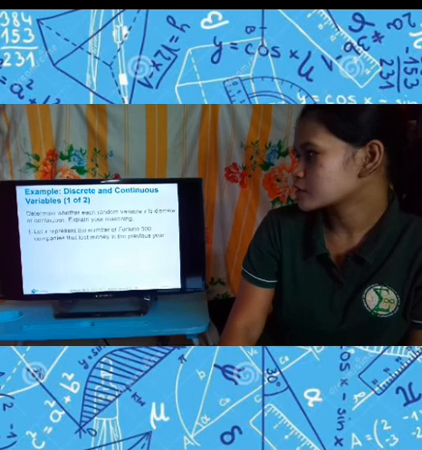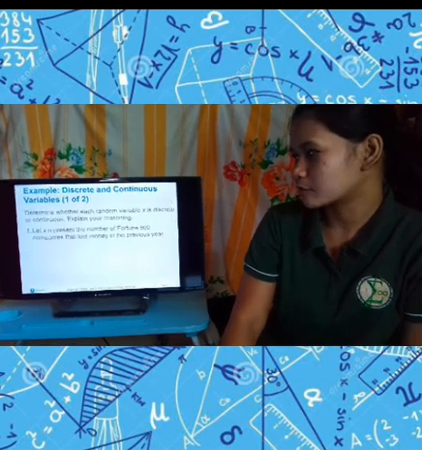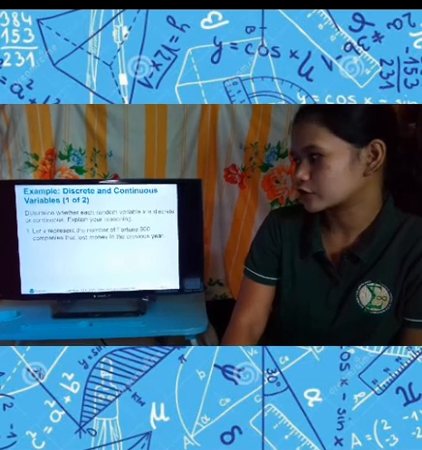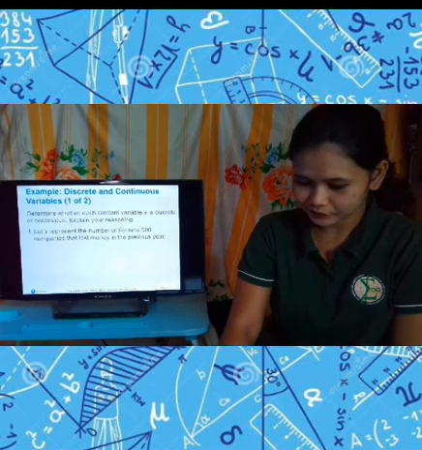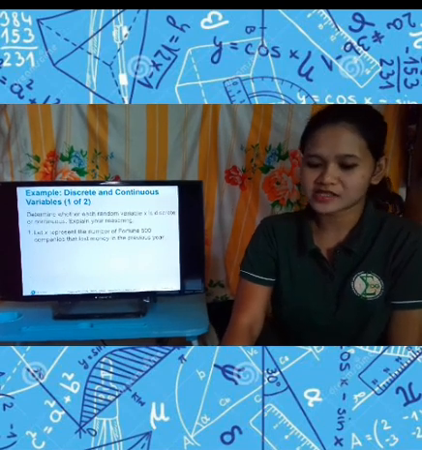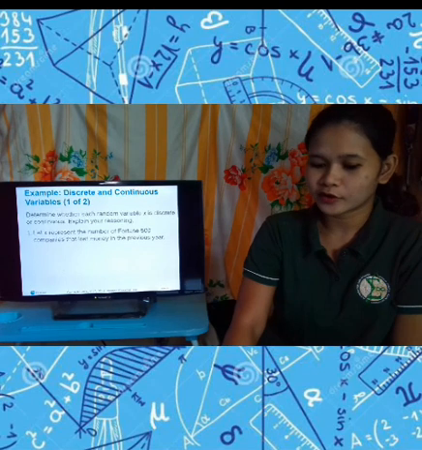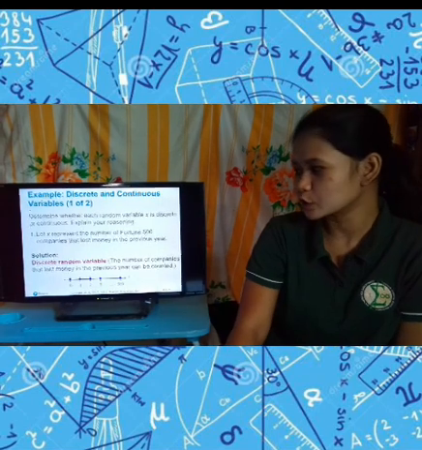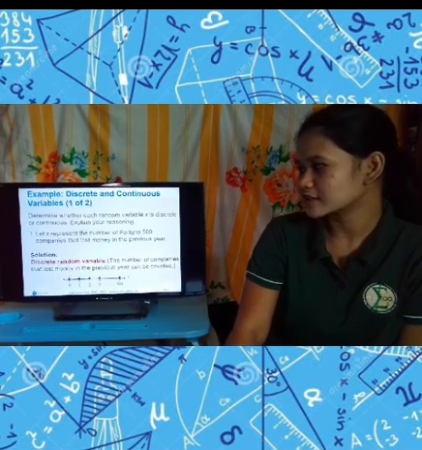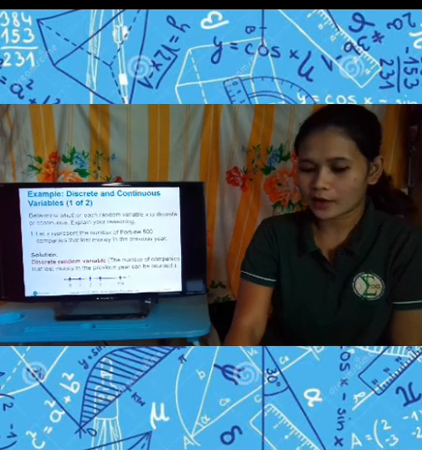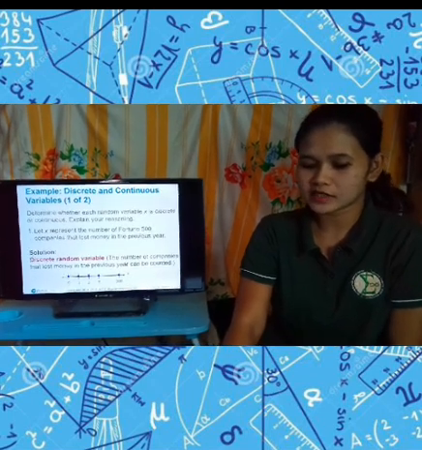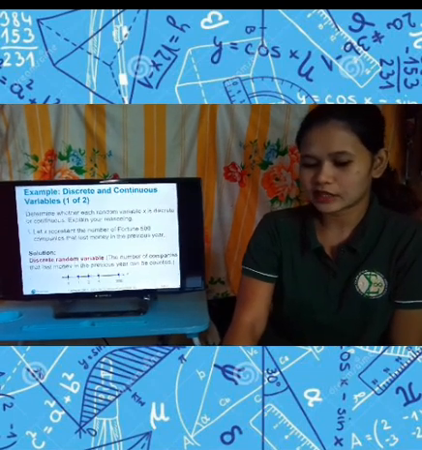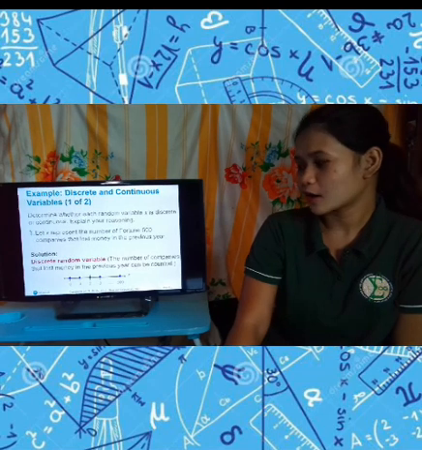So now let's proceed to the other examples. Determine whether each random variable x is discrete or continuous. Explain your reasoning. First, let x represent the number of Fortune 500 companies that lost money in the previous year. Solution: the example is a discrete random variable. Why? Because the number of companies that lost money in the previous year can be counted. So under that is a number line with the labels 0, 1, 2, 3 up to 500.